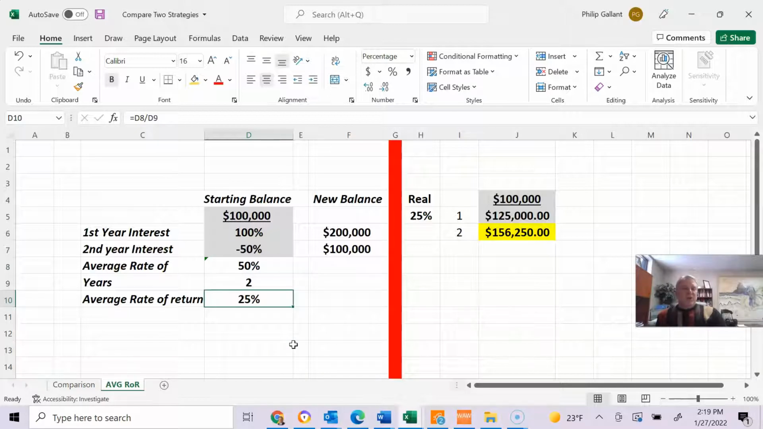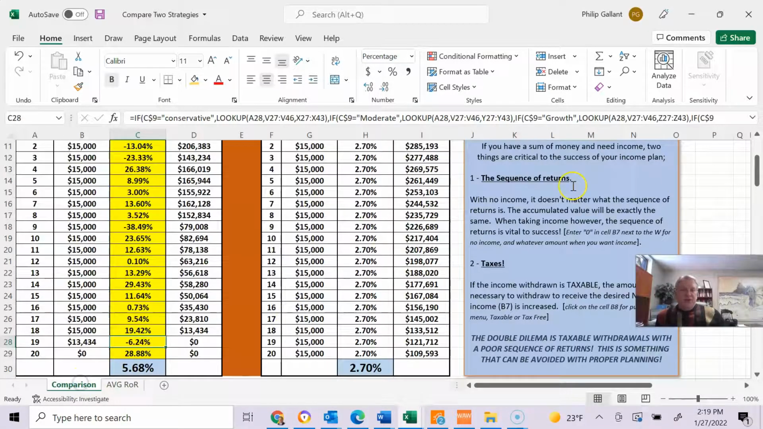What would your investment look like if you really did get 25% for 2 years in a row? Your $100,000 would be worth $156,250. That's a far cry from the 100 that it is actually worth. So obviously, it makes a difference in terms of how average rates of returns work.